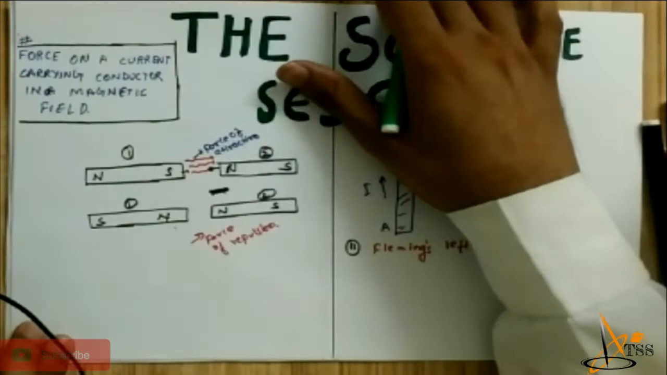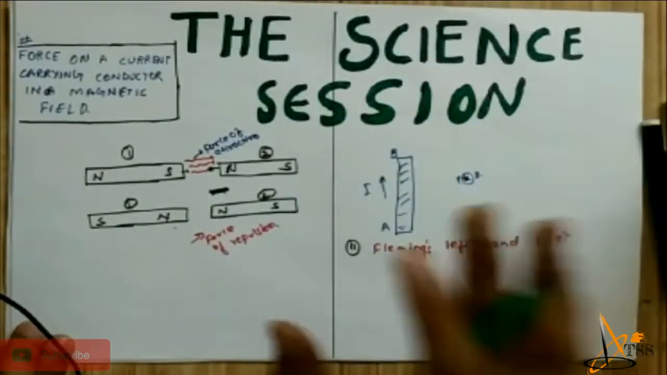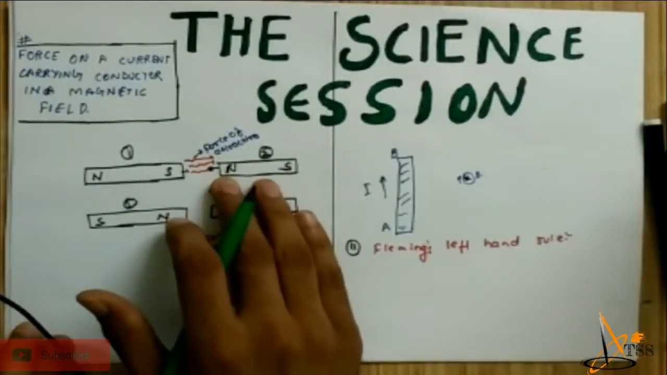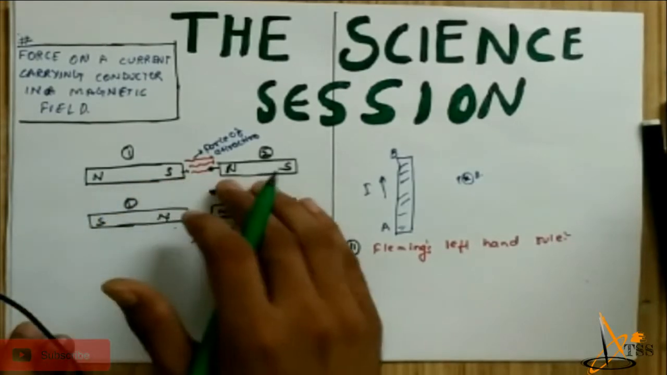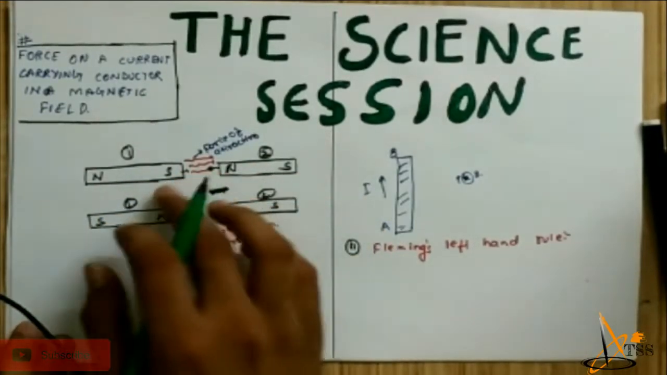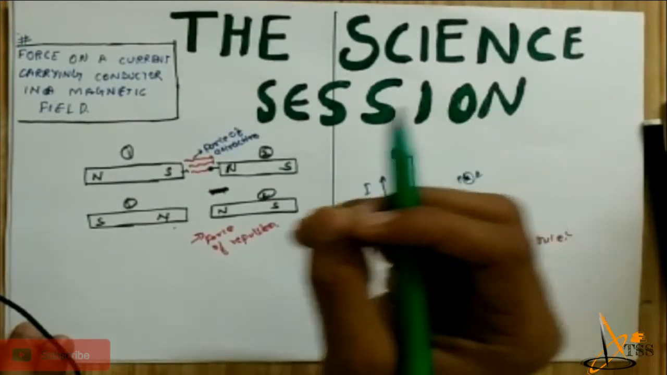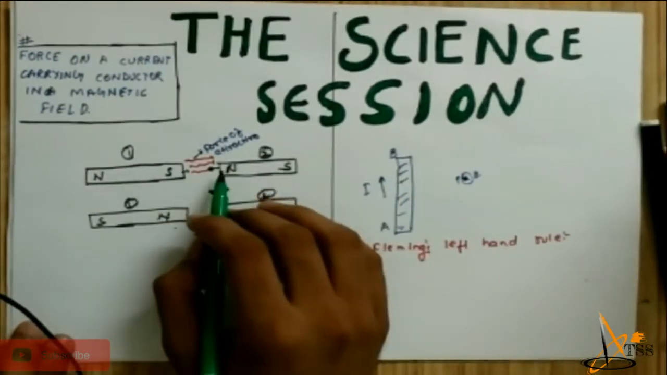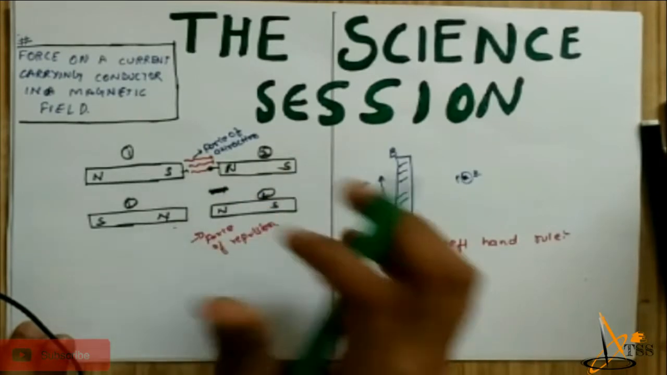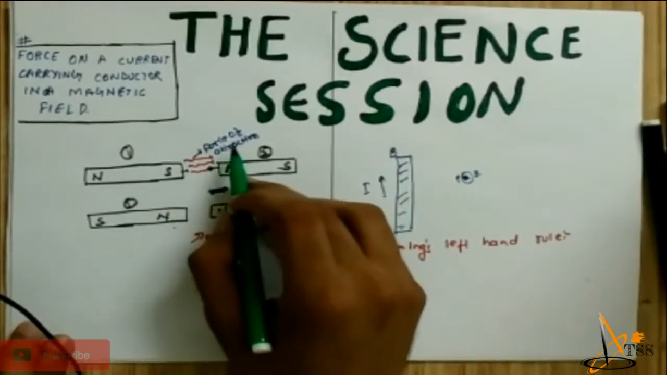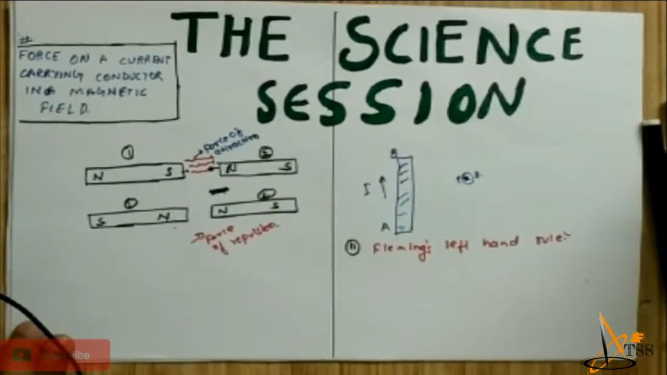Before starting this point, let's suppose a scenario that there are two bar magnets with opposite polarities, south and north poles, and we move one bar magnet toward the other. Then we experience that the south and north poles attract each other, and hence there is a force of attraction between them.